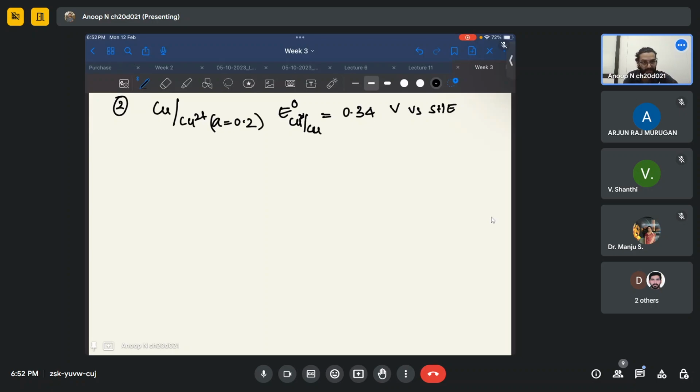Always try to write the half cell reaction first, either in the oxidation or reduction form. Then try to solve it. I think you missed a minus sign.